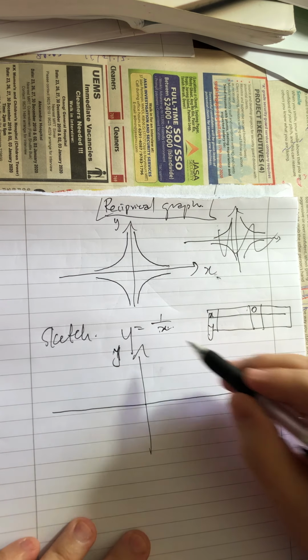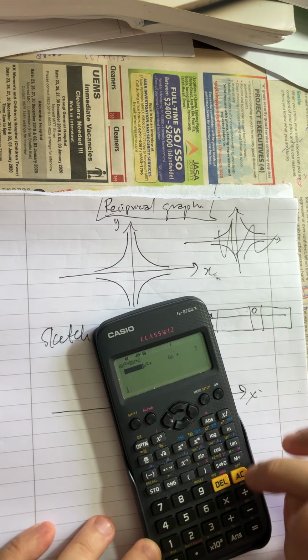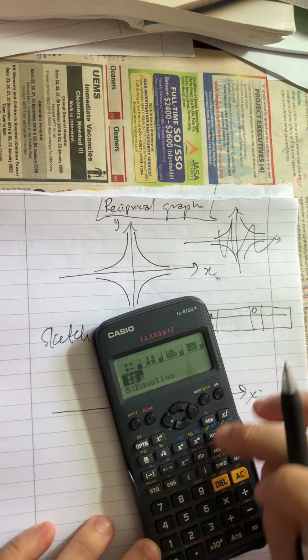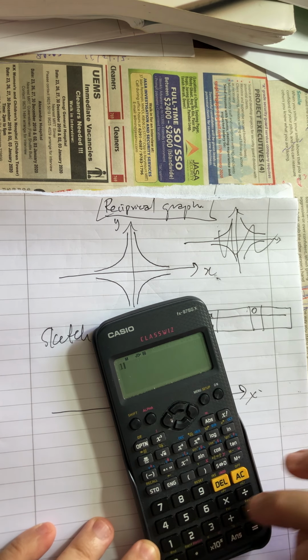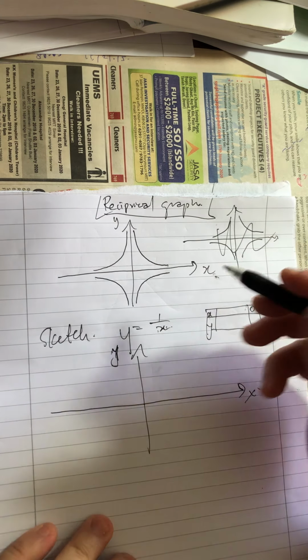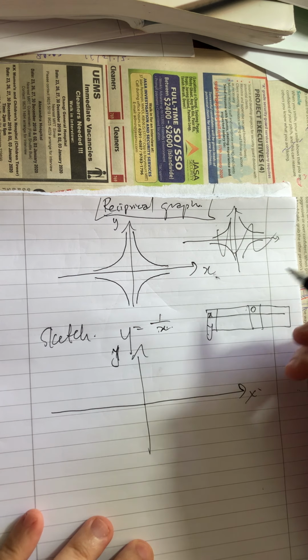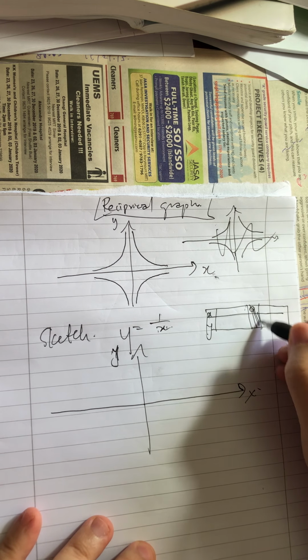Can you sub in x here? If I try, I press calculator, 1 divided by 0 is, they say error. Okay, so you cannot divide any number by 0. It's not defined. Okay, so you can't do that.